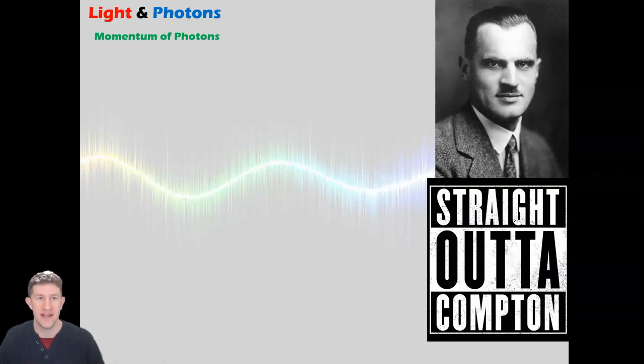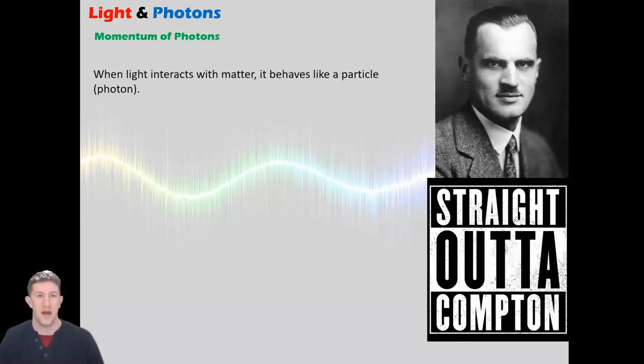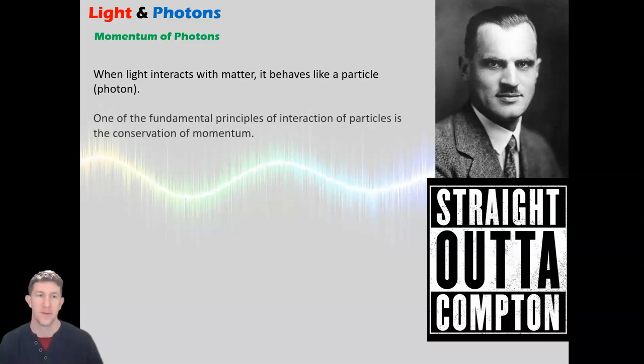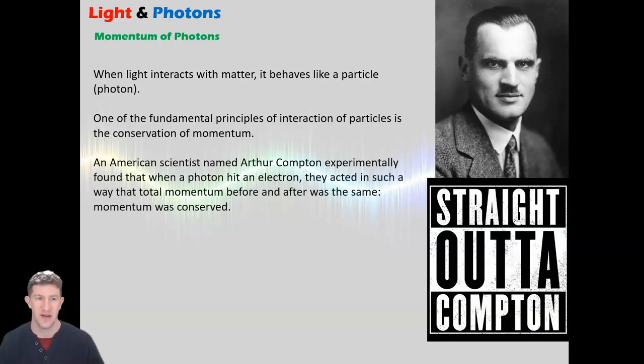Okay, let's look at momentum now in a little bit more detail. When light interacts with matter, it behaves like a particle. So that's the photon. When we're talking about light as a particle, we're talking about the photons. One of the fundamental principles of interaction of particles is conservation of momentum. So everything we've seen so far in motion and all that kind of stuff, momentum has to be conserved.